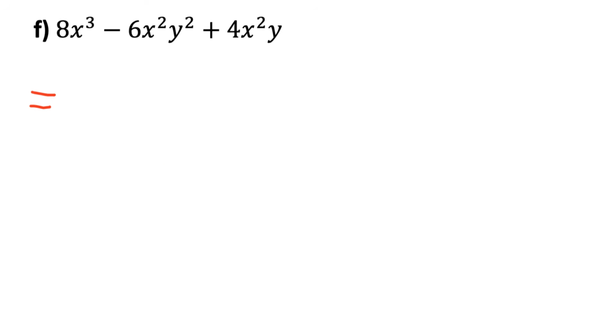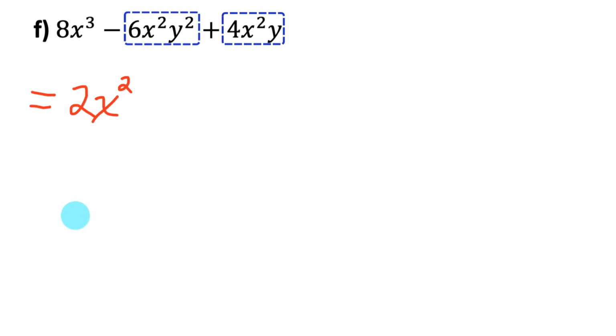Look at all three terms. Let's start just with the coefficients of the three terms. 8, 6, and 4, the greatest common factor between those three numbers is 2. Now let's look at the variable part of each of the terms. Each of the terms have factors of x. I'll take out the one with the smallest exponent, which is x squared. And the last two terms have factors of y, but the first one does not. So I'm not going to be able to remove any factors of y as part of my greatest common factor. So all I can do is divide each of the three terms by 2x squared.